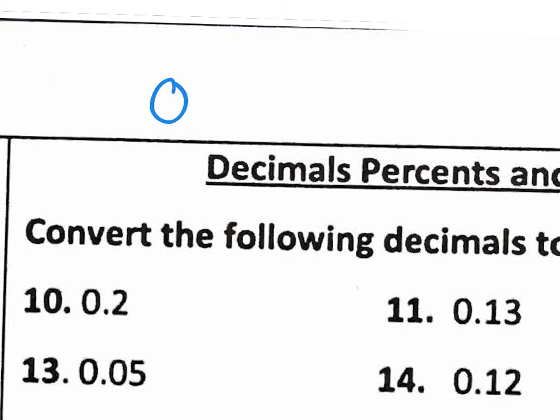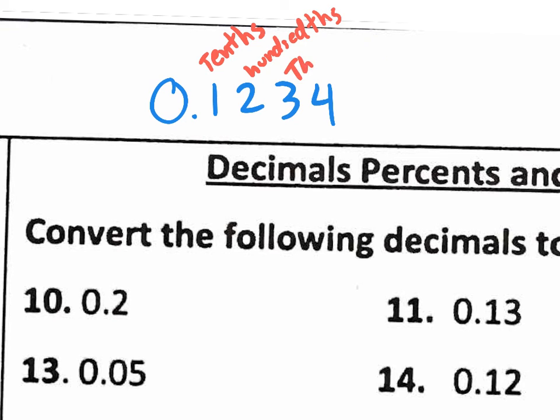Let's do a decimal, 0.1234. Now the 1 is technically in the tenths place, tenths with the THS. The 2 is in the hundredths. And then thousandths. And you know what? Let's just stop right there. Let's make it a 0.123, yeah?